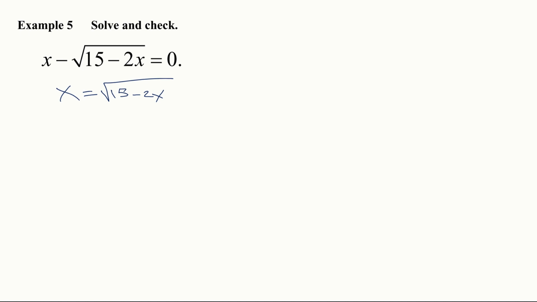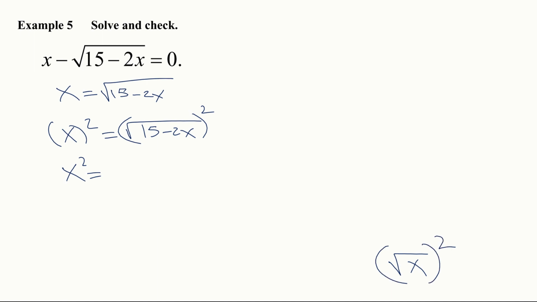So we get x squared equals, now we know that if we square a radical, we're just going to get the radicand, right? The square root of any number squared is just the number itself, right? So we get x squared equals 15 minus 2x. Now we're going to go ahead and realize that this is not a linear equation, it's quadratic.